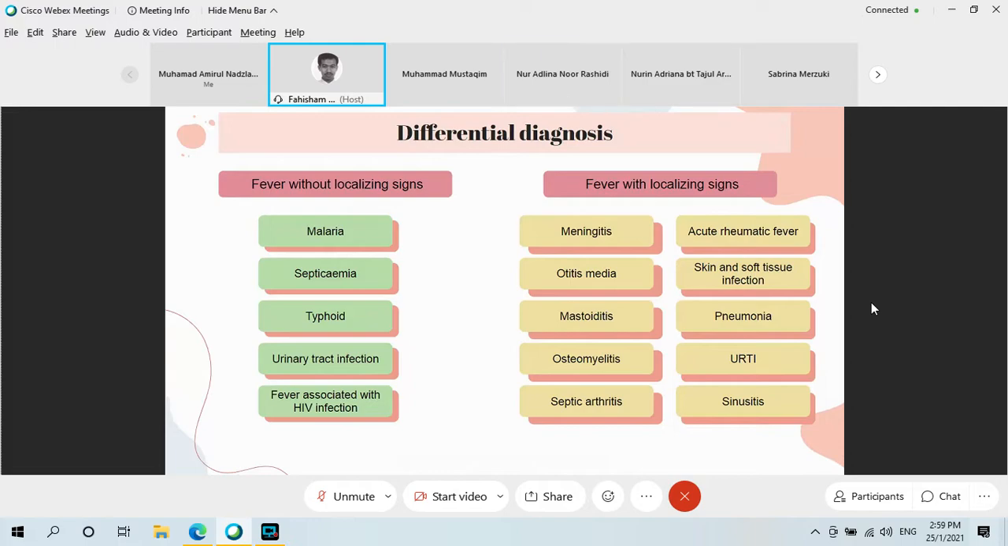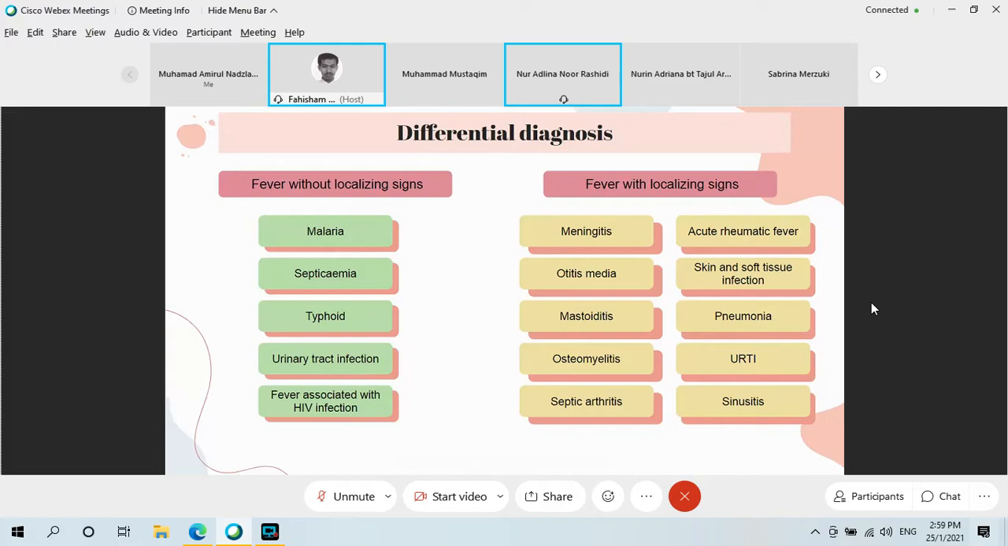Okay. Anything else? For example, otitis media. What are the signs? There is redness at the tympanic membrane. Thank you very much. That's a sign. Okay, not symptoms. Alright. So everything has got signs on each of them.